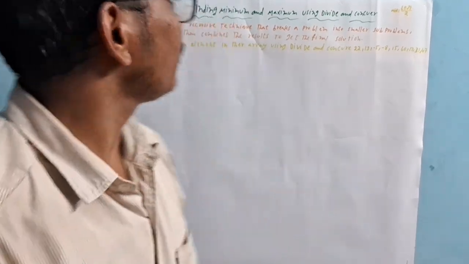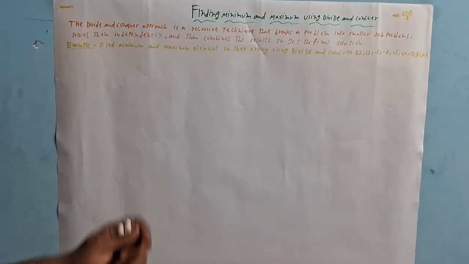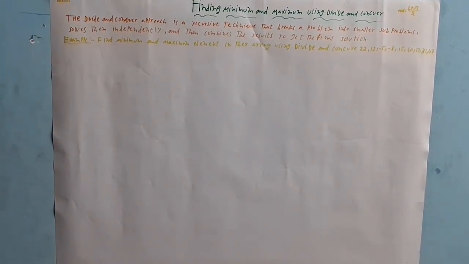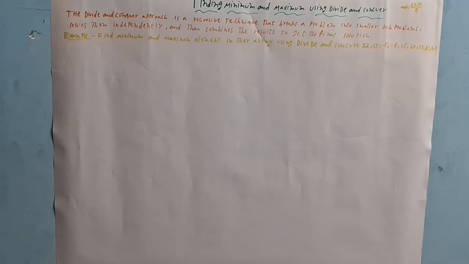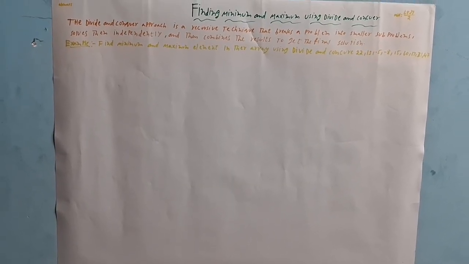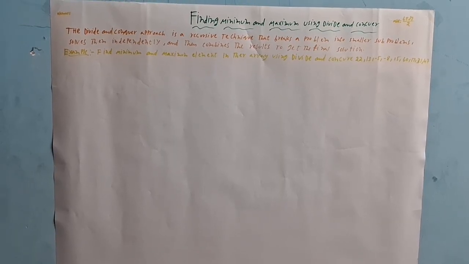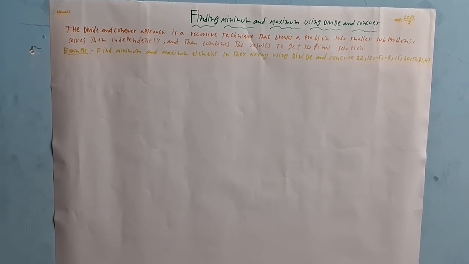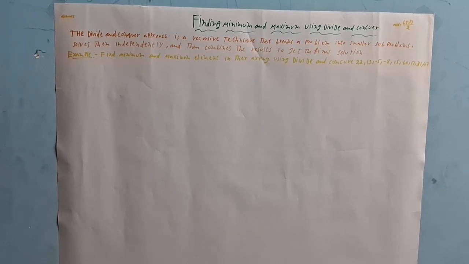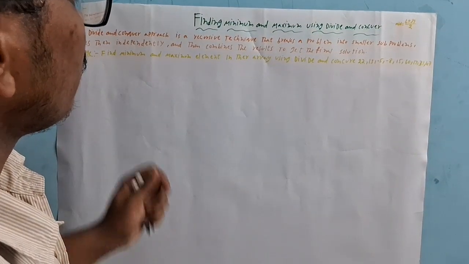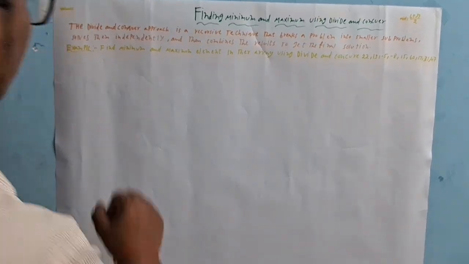Now we are discussing finding min and max using the divide and conquer technique. The divide and conquer approach is a recursive technique that breaks a problem into smaller subproblems, solves them independently, and combines the results to get the final solution. Now let us take an example of min max using divide and conquer.